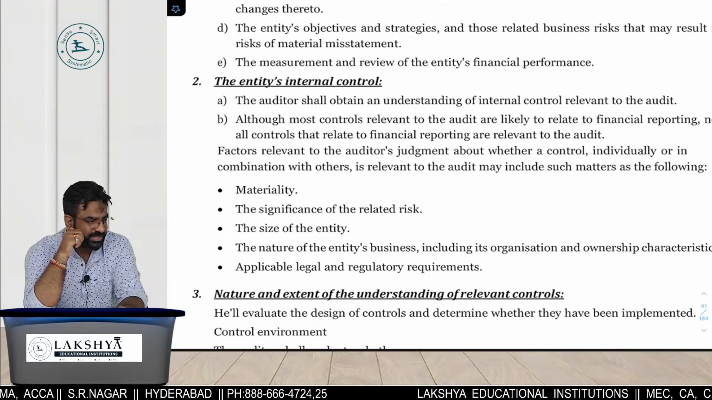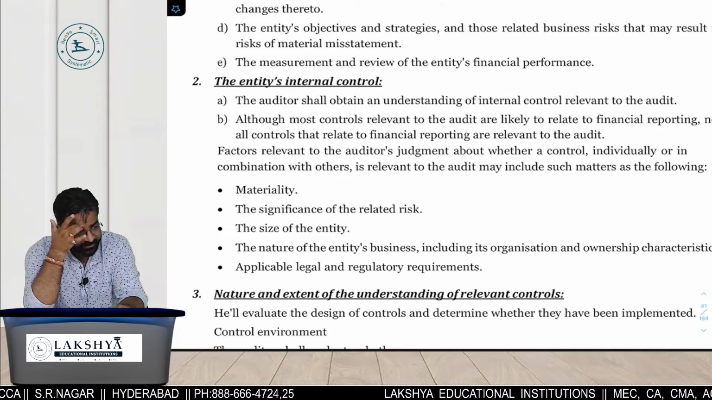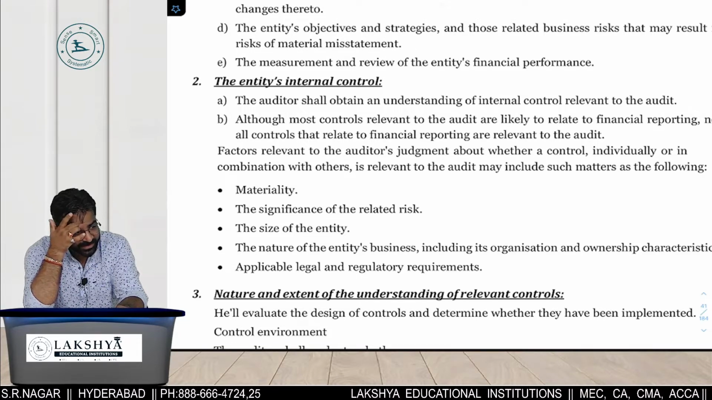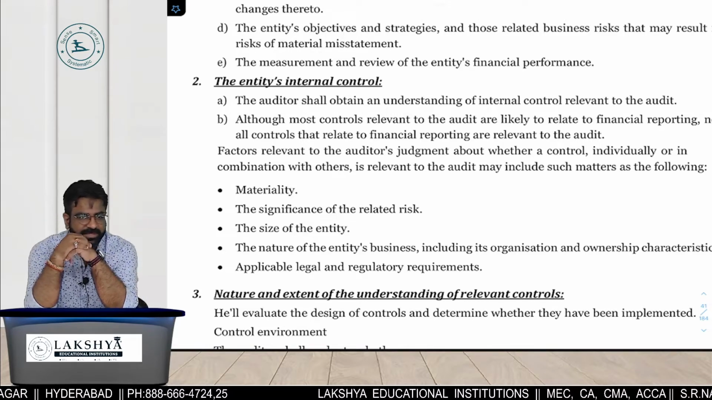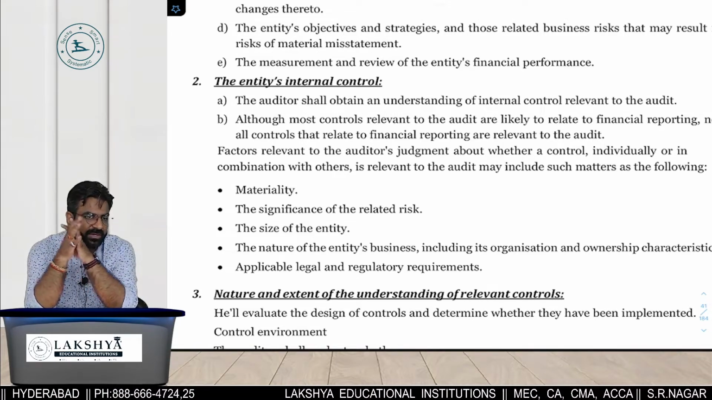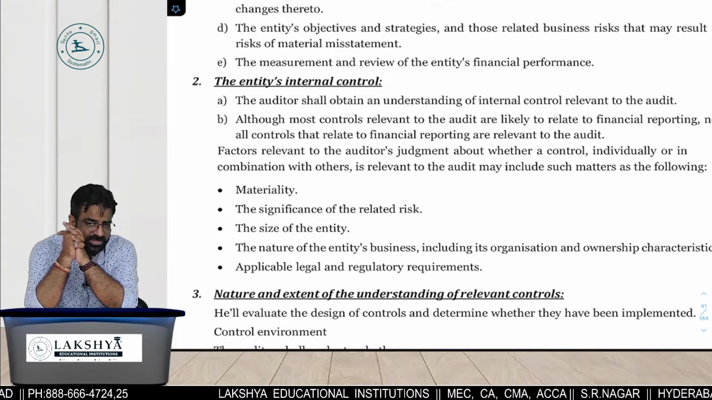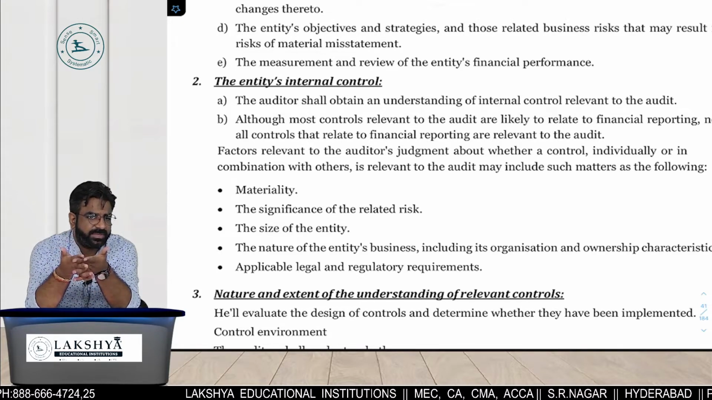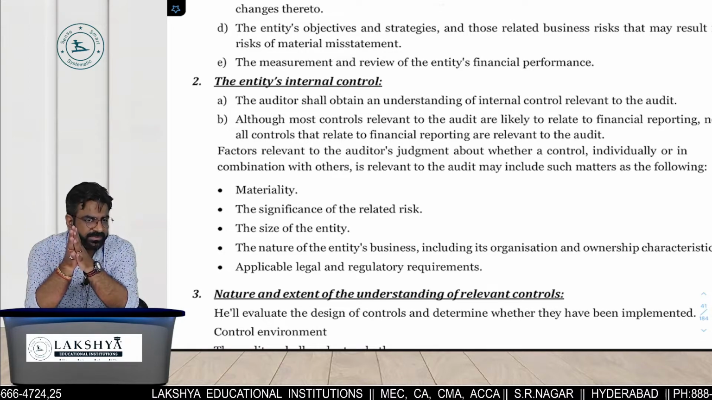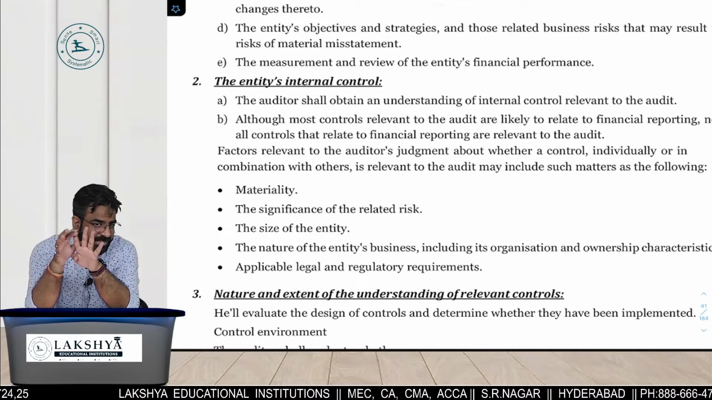Day before yesterday we started it. Designing, implementation and maintenance of internal control system is the primary responsibility of whom? Management. To achieve whose objective? Management objective. And what are those management objectives? 4 points. Do you remember? 4 points.